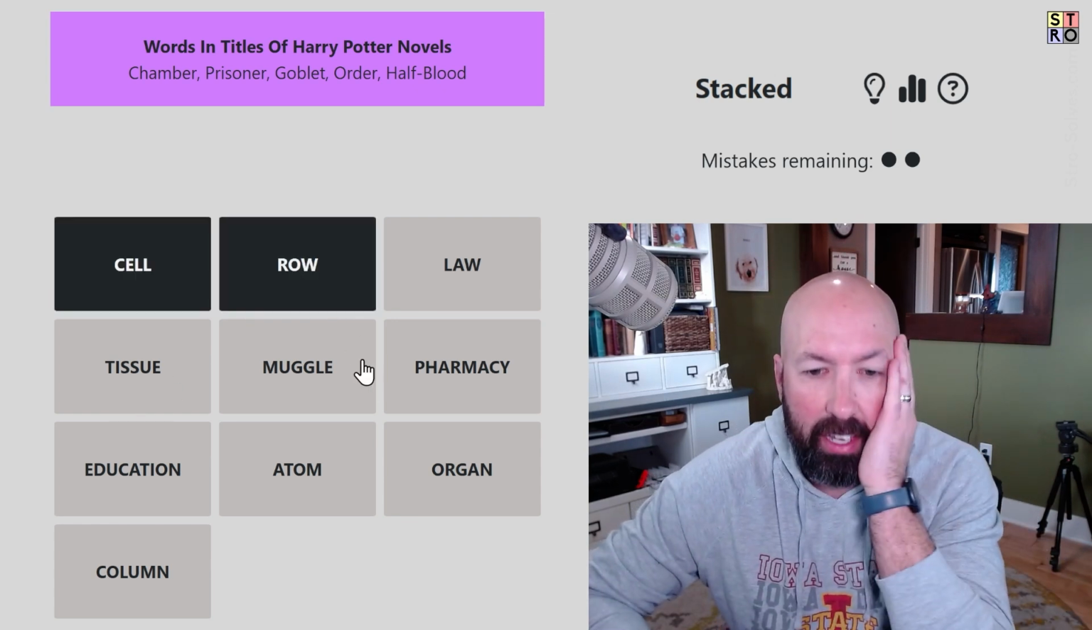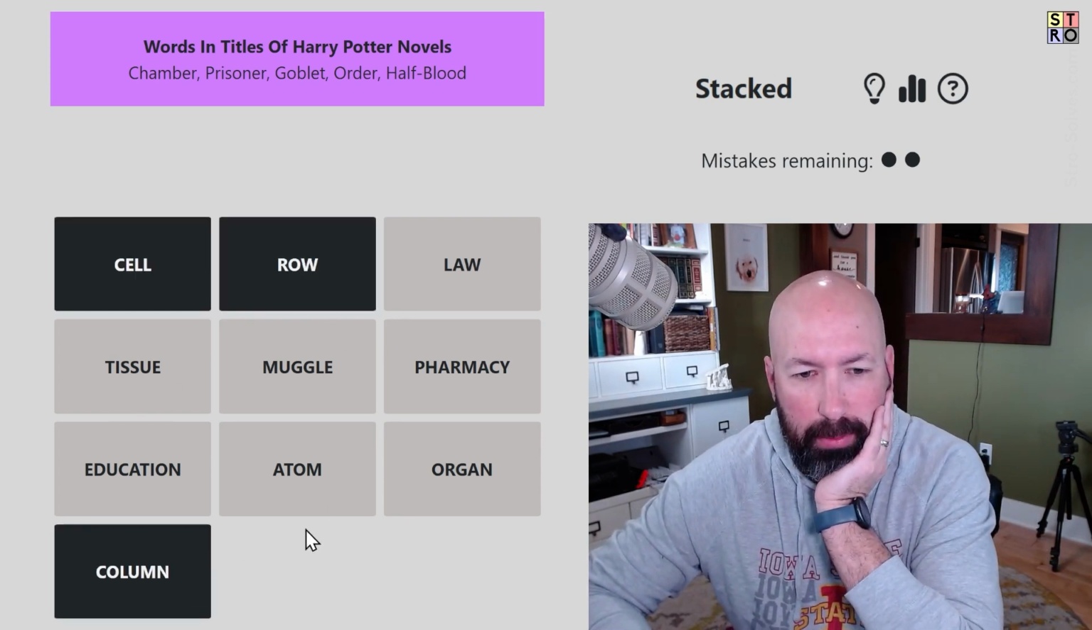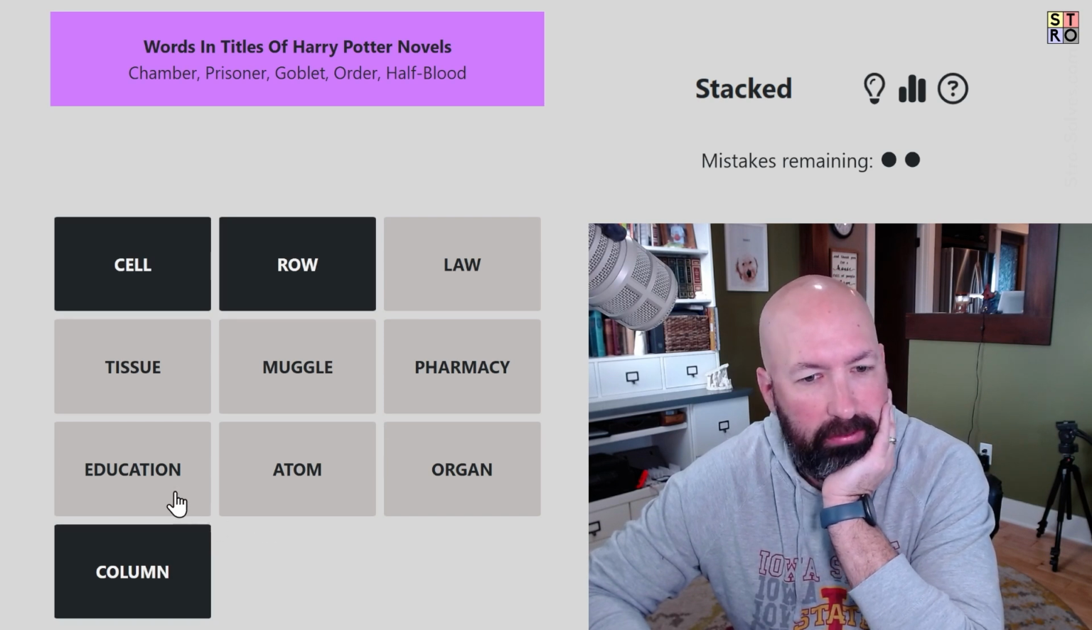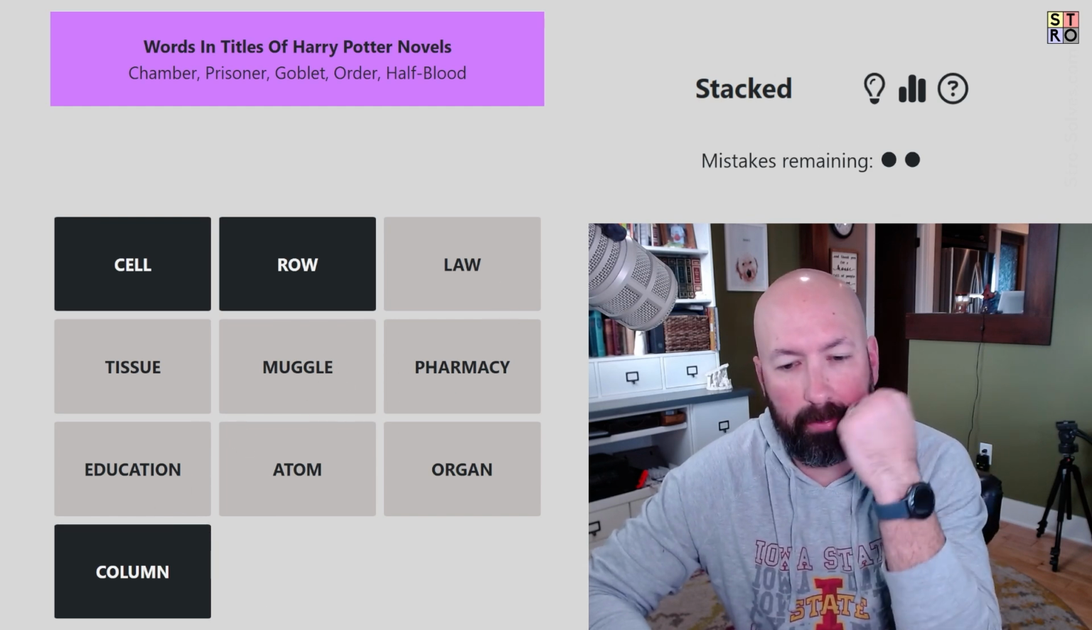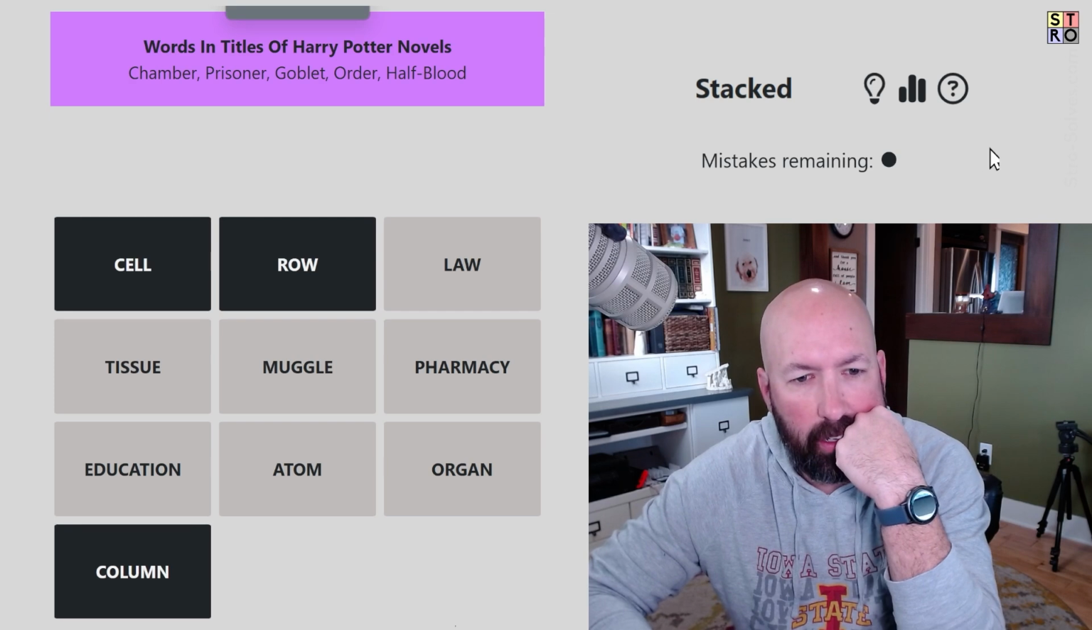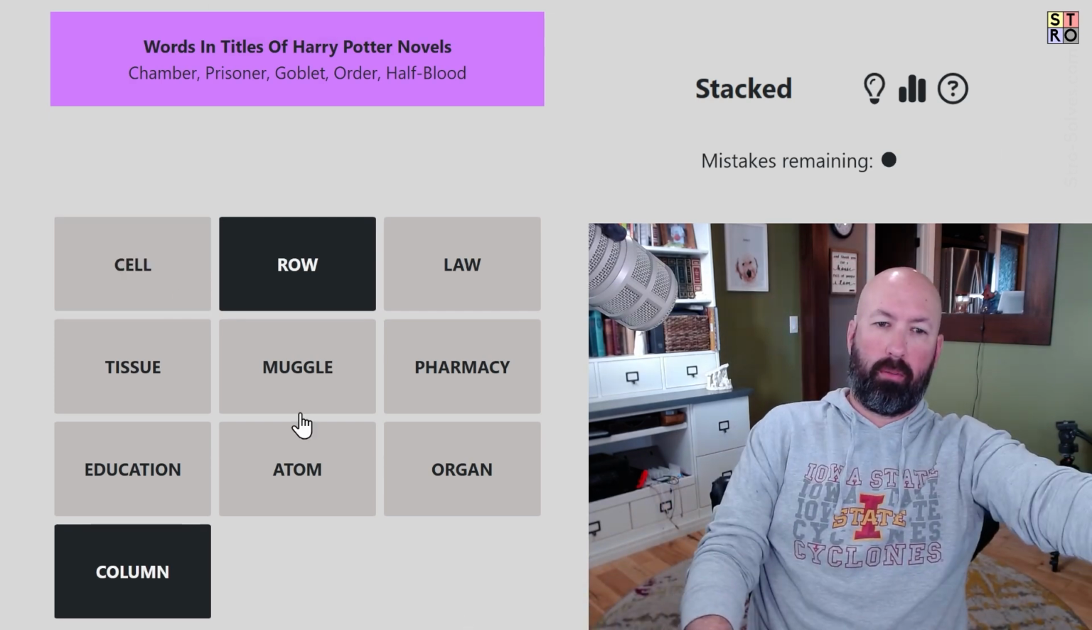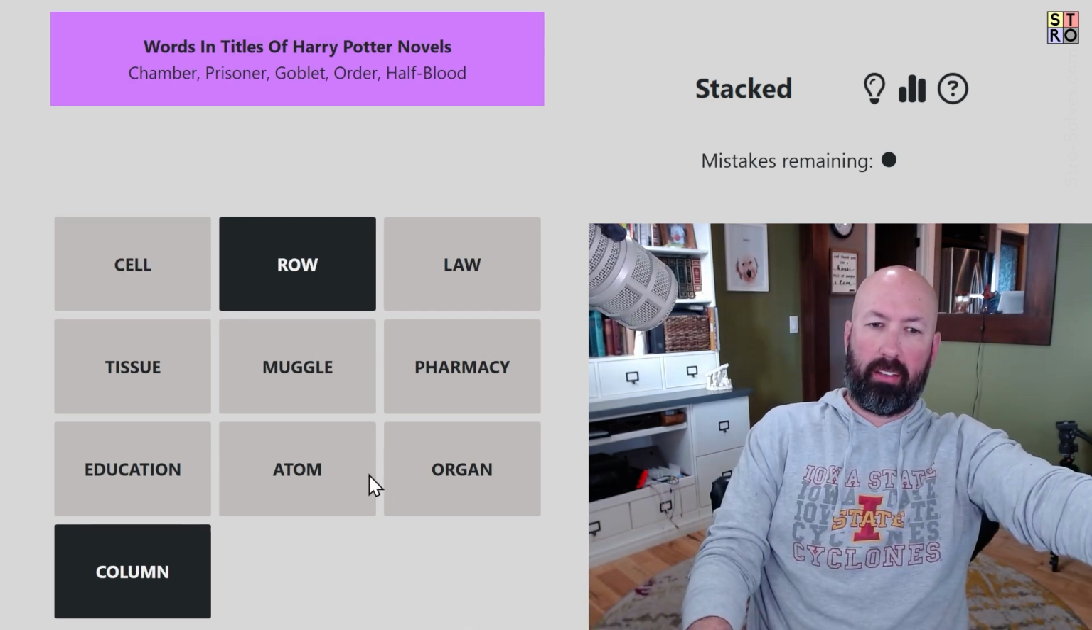I mean, it's got to be cell and row and column. That's a group of three. Organ and tissue. Atom. So it's got to be law, pharmacy, Muggle, and education. I don't know what Muggle is, though. I'm going to go with this for one less. So it's got to be row and column then.